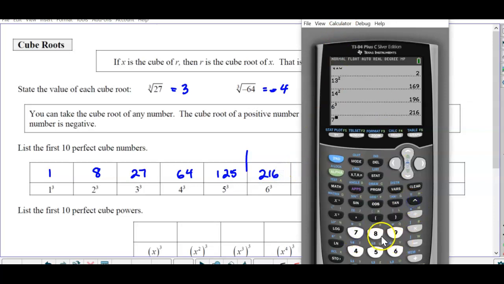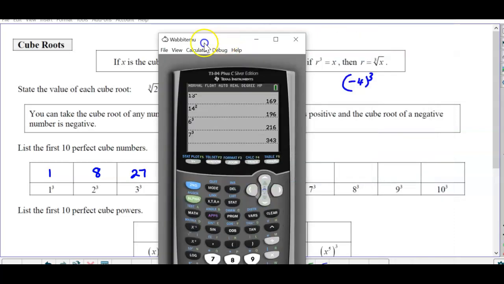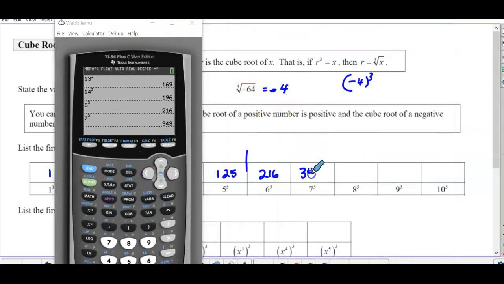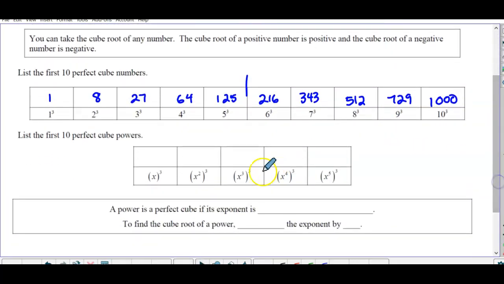7 cubed is 343. Got those kind of mixed up. 8 cubed, so that's going to be 512. 9 cubed is 729, and 10 cubed is 1,000. Okay. List the first 10 perfect cube powers. It's not the first 10, it's 5. So x cubed is x cubed. Power of a power, you multiply the exponents.